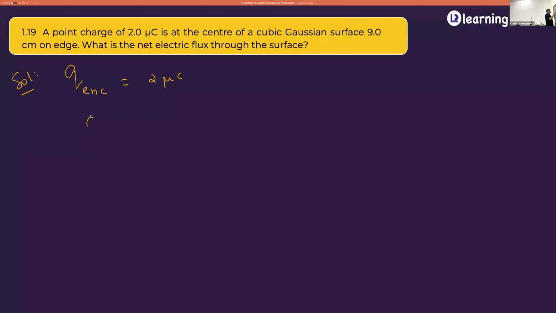Right. So you need the total flux through the closed surface. So total flux will be equal to charge enclosed divided by epsilon naught. So this is 2 into 10 power minus 6 divided by epsilon naught, which is 8.85 into 10 power minus 12. Right. Calculating this is going to give us the total flux. That's it. That's what they asked.